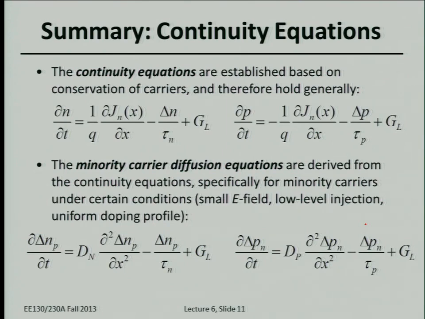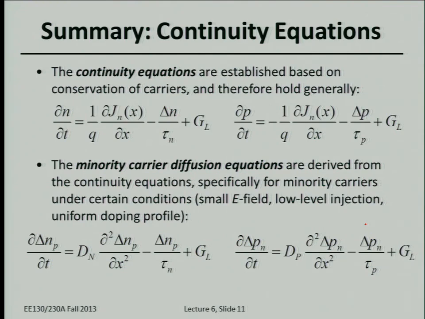So this is a summary for the continuity equation part. Remember, it's just based on conservation of carriers, and then it just happens to be simpler to only worry about minority carriers. For the special case of minority carriers, we can overlook the current due to drift, because the concentration of carriers is small, and usually the electric field strength is relatively small, typically in the heavily doped regions of a semiconductor.